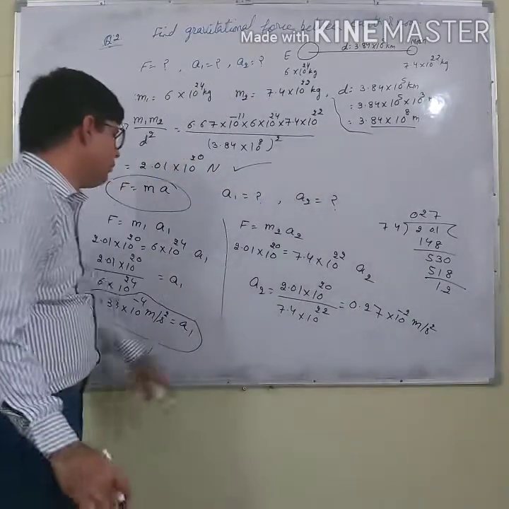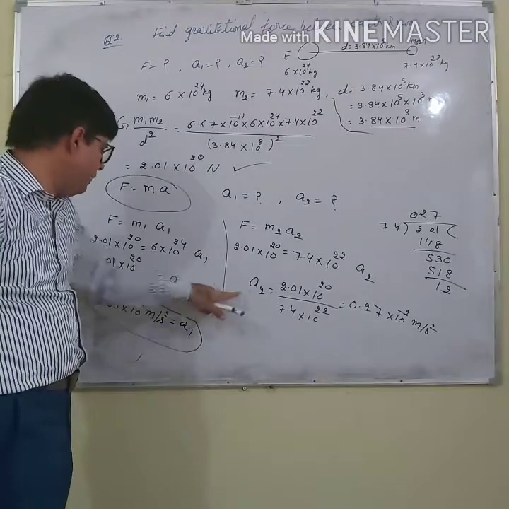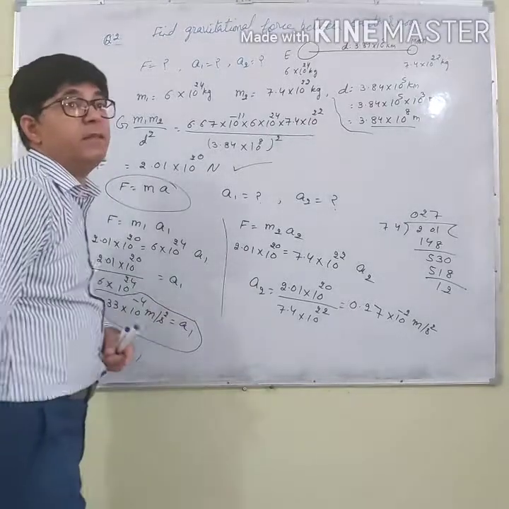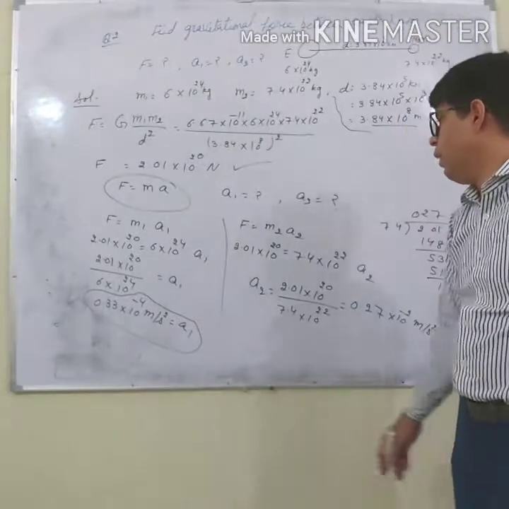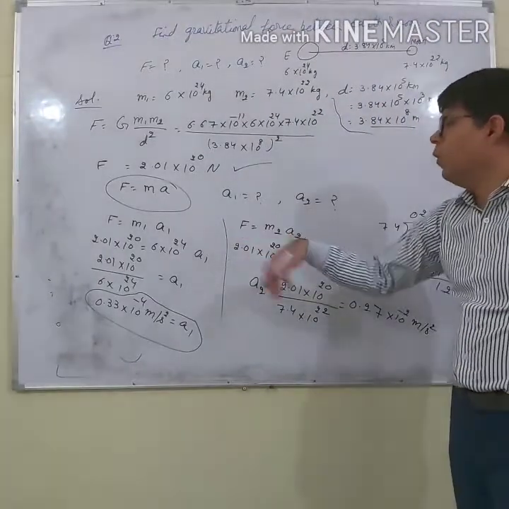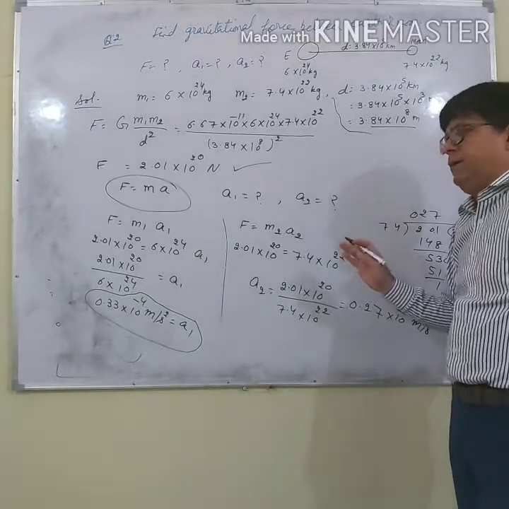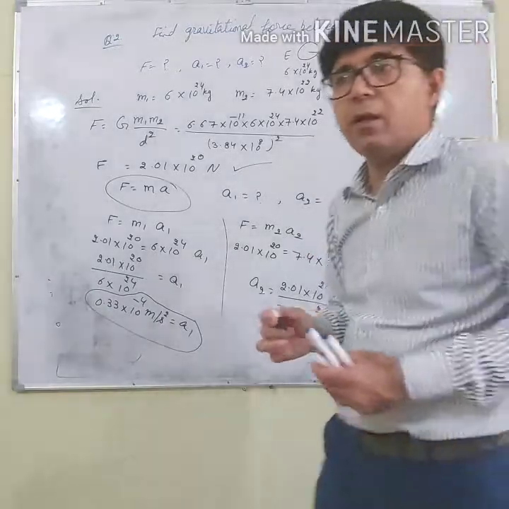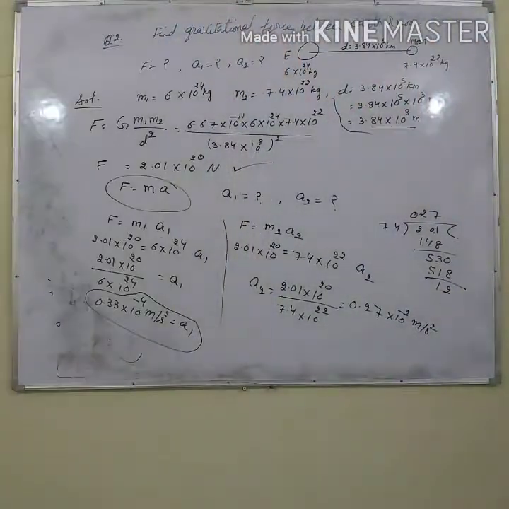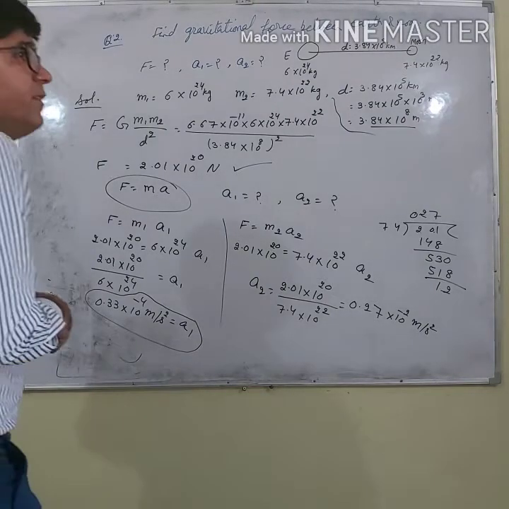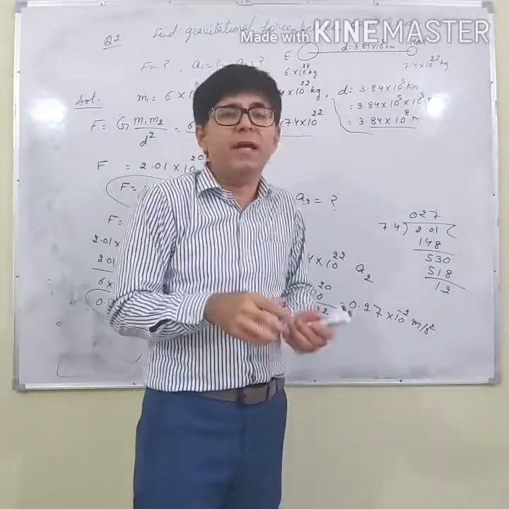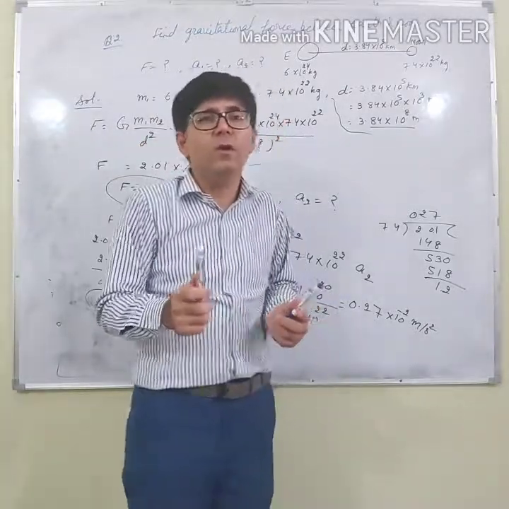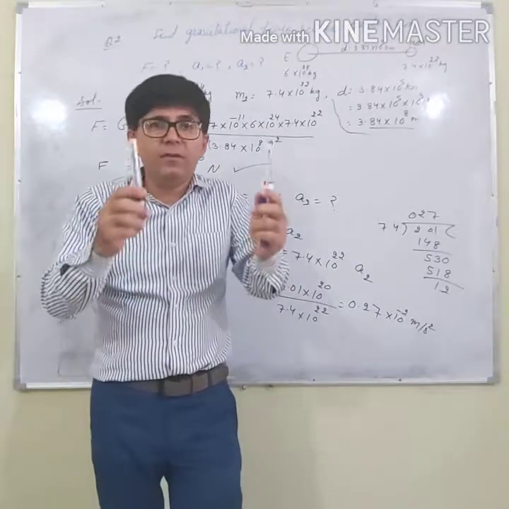So the acceleration produced in the moon is much greater than that of the earth. So this is the reason why the moon revolves around the earth, right? Not the earth revolving around the moon. Now, question 3 is: why don't we observe the gravitational force between two objects on earth?